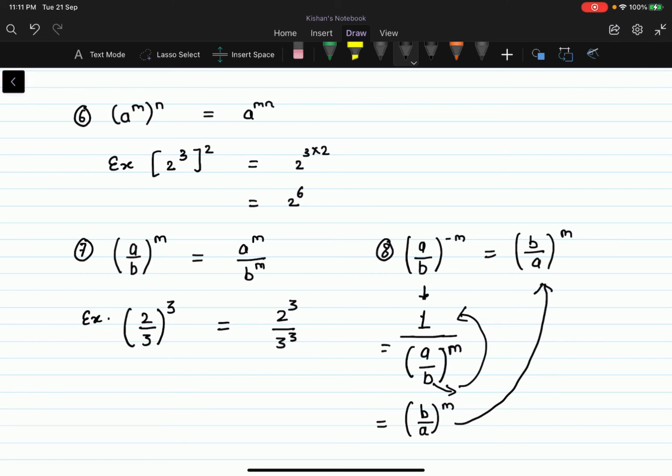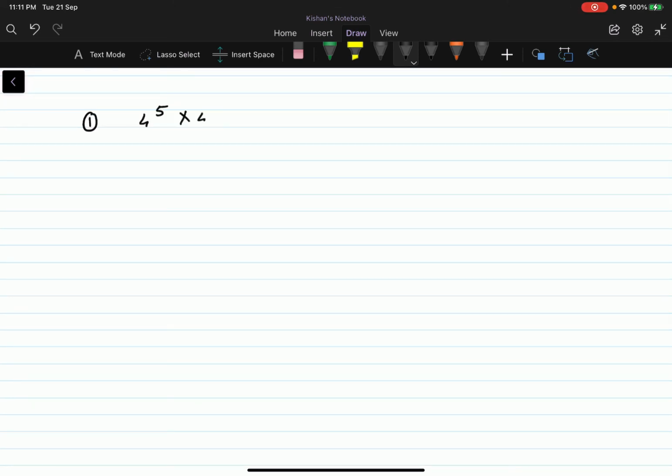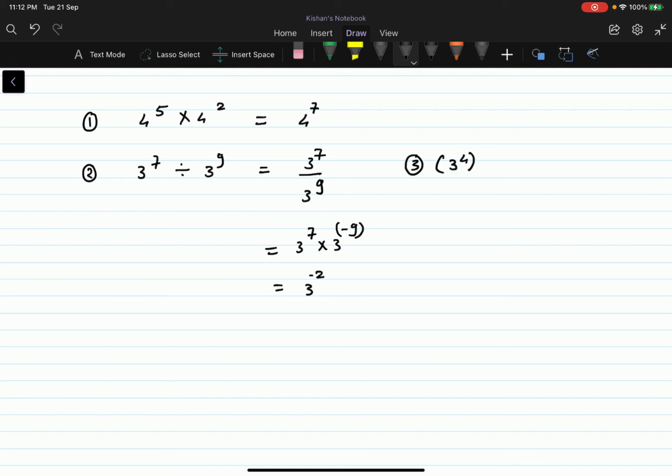Let's solve a few examples. 4 raised to 5 into 4 raised to 2. This will be 4 raised to 5 plus 2, that is 7. 3 raised to 7 divided by 3 raised to 9. How will we write this? 3 raised to 7 divided by 3 raised to 9 is equal to 3 raised to 7 into 3 raised to minus 9. Therefore, 3 raised to 7 minus 9 will be minus 2. Third example, 3 raised to 4 and bracket raised to 5 is equal to 3 raised to 4 multiplied by 5. Answer is 3 raised to 20.